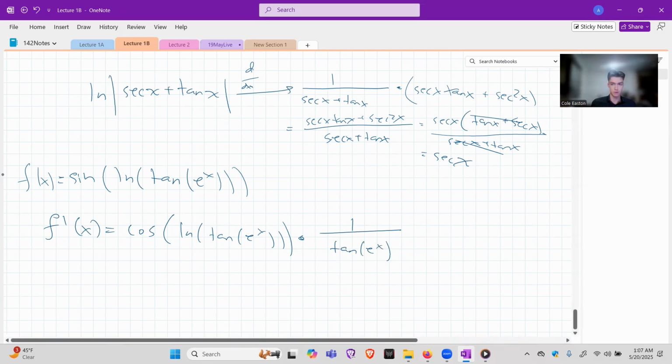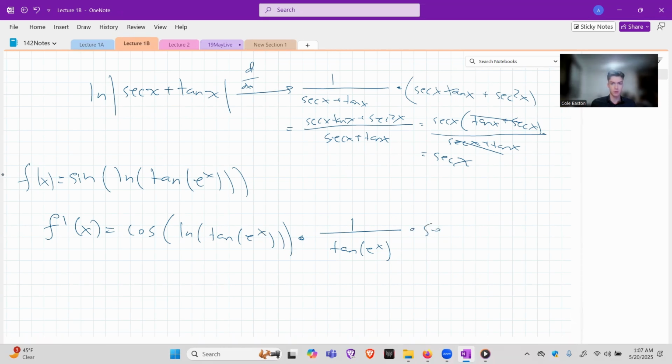Moving in another step, we have tangent of e to the x. The derivative of tangent is secant squared. So that's times secant squared of e to the x. And then you have to move in one more step, and that's e to the x, and the derivative of that is e to the x. So there's our derivative.